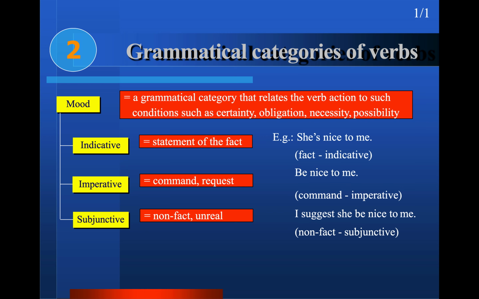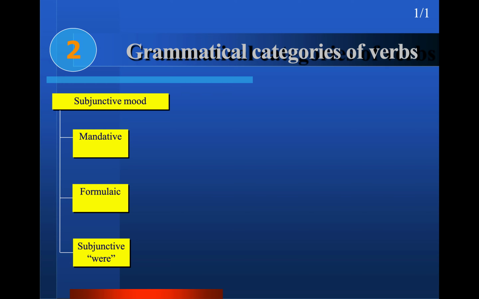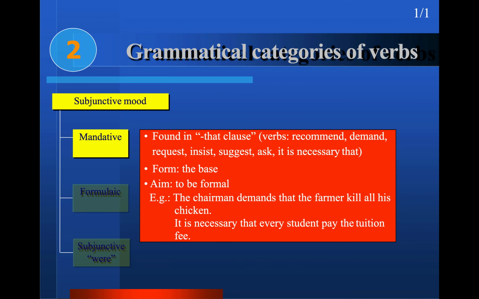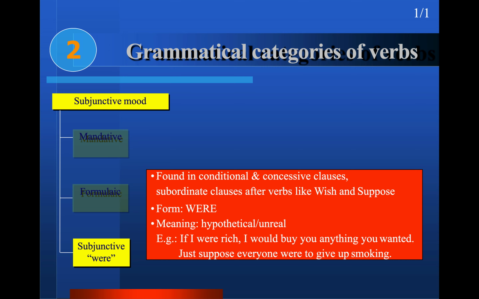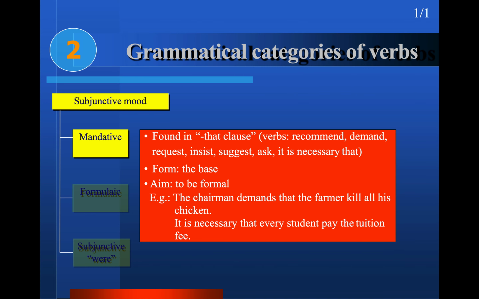For example, I suggest she be nice to me. So it's a non-factual subjunctive, which is more like a semi-order. I suggest she be nice to me. So in this case, this is called an American version of subjunctive. So in the subjunctive mood, we have mandative, we have formulaic, and we have subjunctive were. So usually the mandative subjunctive is a kind of indicative mood. So as we said, usually subjunctive mood comes as an indicative form.